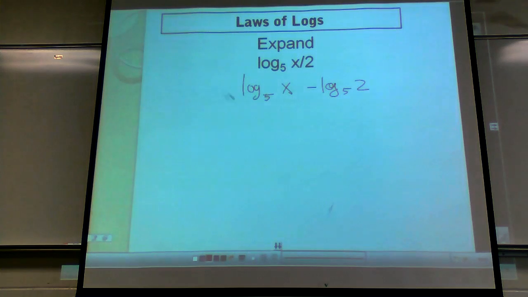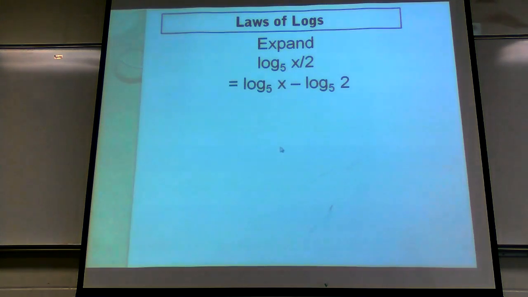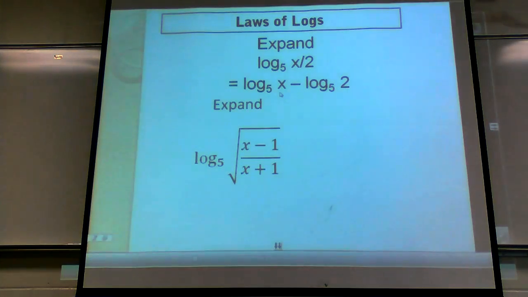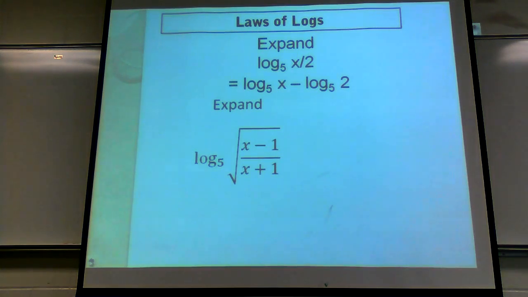It's just saying, take it, expand it as far as you can. That's as far as I can go with it. You don't need to get the actual value of log base 5 of 2. That just stays what it is. It's doing the same kind of thing I had with the evaluating, just in the reverse order. This one's a little bit bigger. Actually, let me do a different one first and save this one. This will be the last one I do.